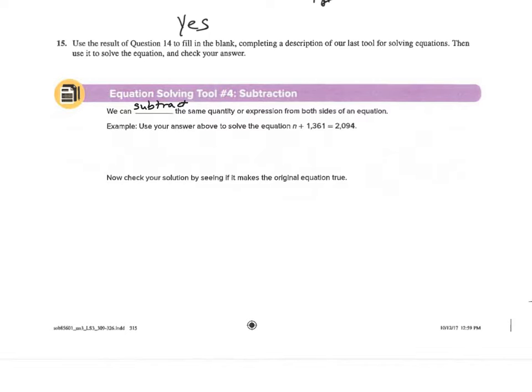So here we have n plus 1,361 equals 2,094. So to undo addition, we subtract 1,361 from both sides of the equation. And I get n equals 733. Now let's check to make sure that our solution is truly a solution, that we make the original equation true. So I'm going to check this. 733 plus 1,361, is that equal to 2,094? Why, yes, it is.